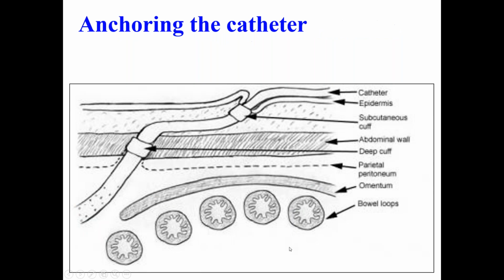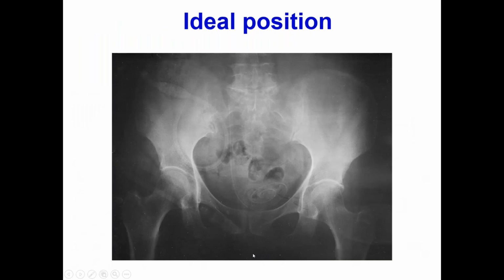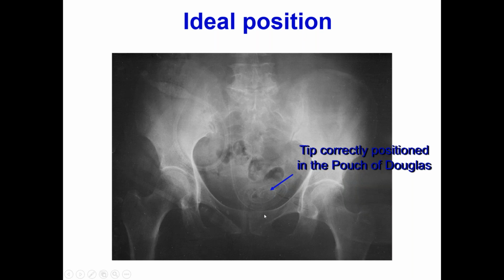This figure shows you the placement of the two cuffs. Here you see the external cuff, which is just under the skin, and here just below the rectus sheath is the internal cuff. And this is where the actual functional part of the catheter starts. So what is the ideal position of the PD catheter? The tip of the catheter must be in the most dependent part of the pelvis, which is the pouch of Douglas, and it is by being in this position that you can get the optimal drainage possible.